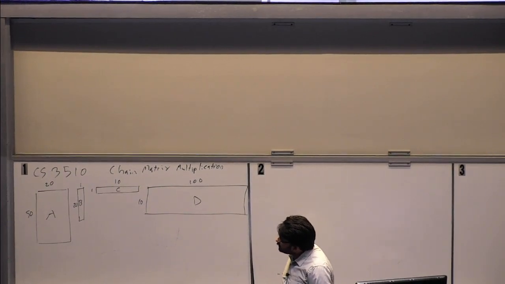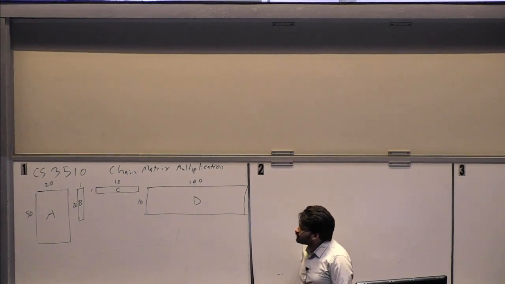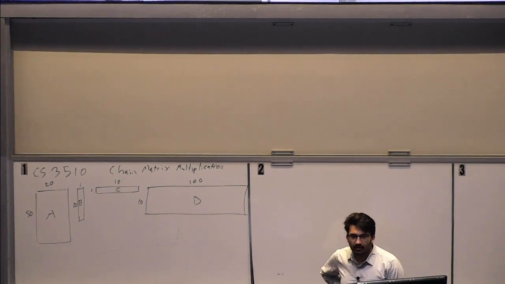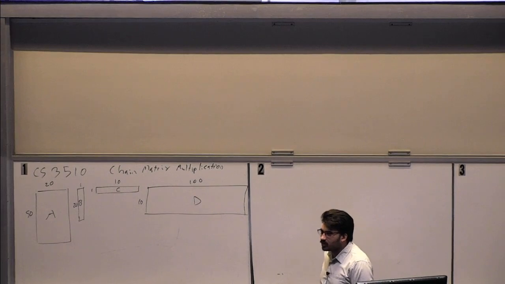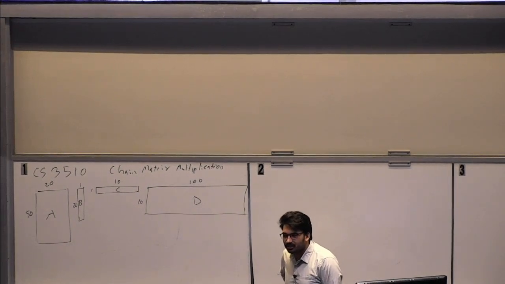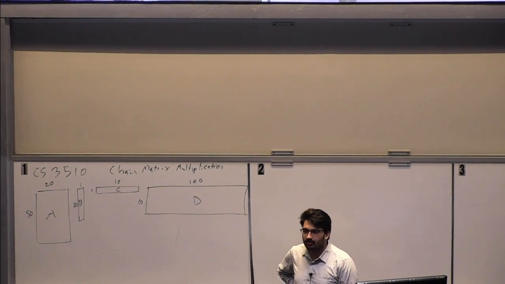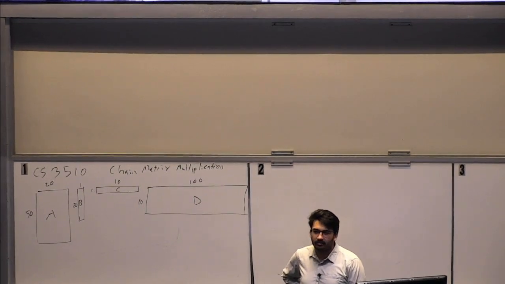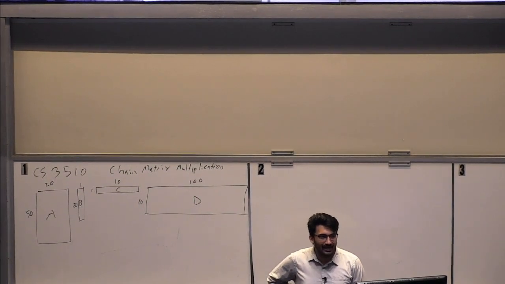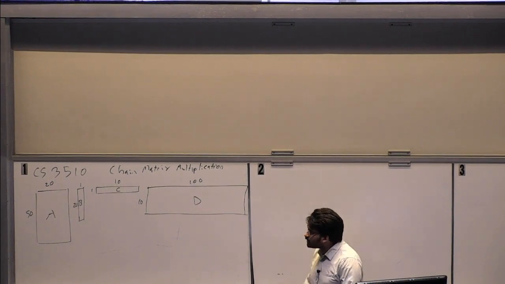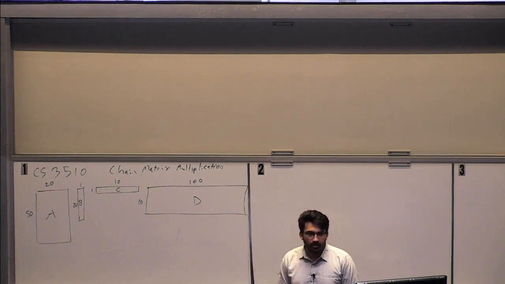Given that, it's still an interesting question what order you should multiply them in. The problem of chain matrix multiplication is not how do you multiply matrices. It's not an algorithm for multiplying matrices. In fact, the input to the algorithm doesn't even give you the matrices. It only gives you the dimensions of the matrices. The question is, what order should you multiply the matrices in?